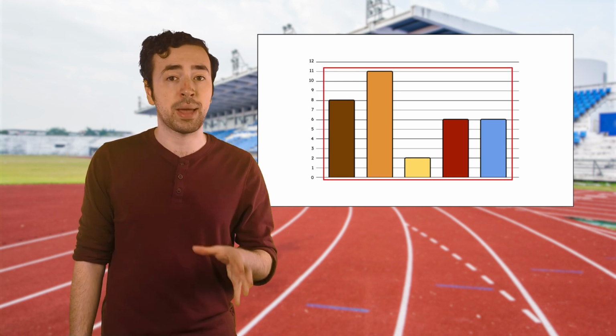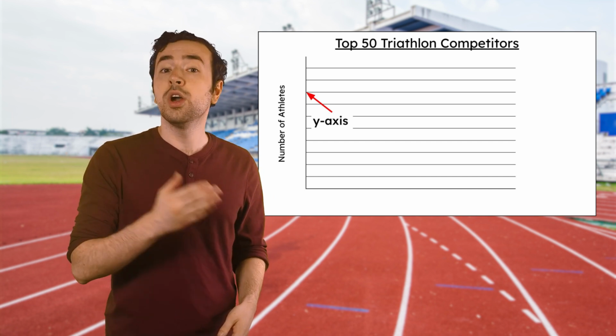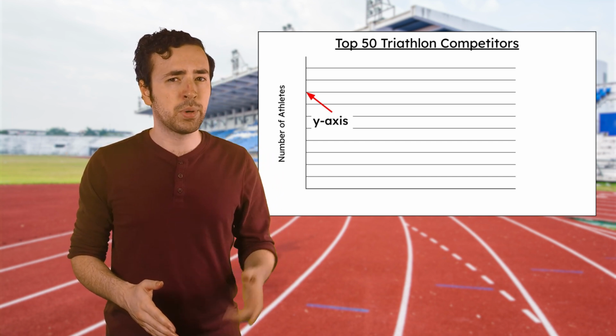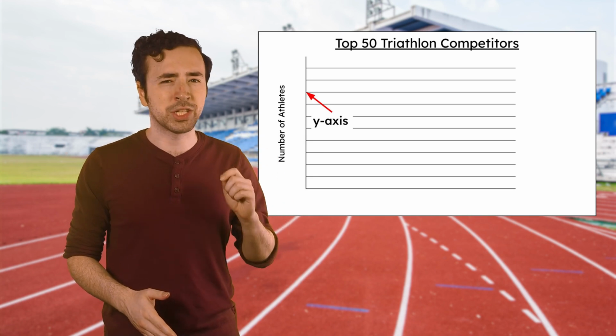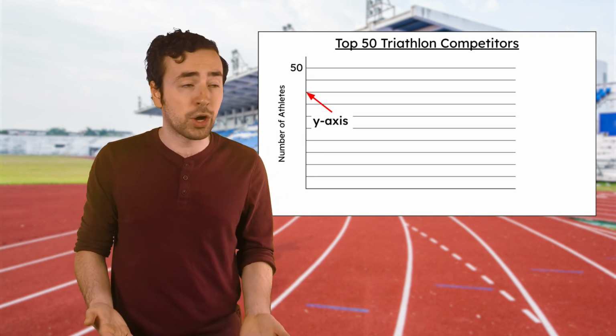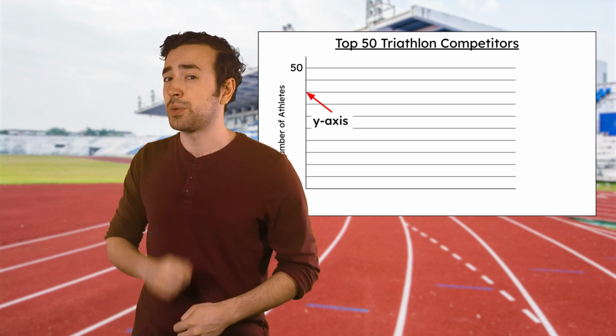Bar graphs use rectangular bars to show and compare data. The graph's y-axis, the vertical line, will show how many athletes finished in each time group. But how high does that number need to go? Since there are 50 competitors, you might think we need to go all the way up to 50, but we should always analyze our data set before deciding.